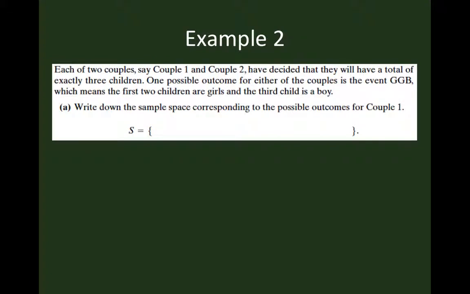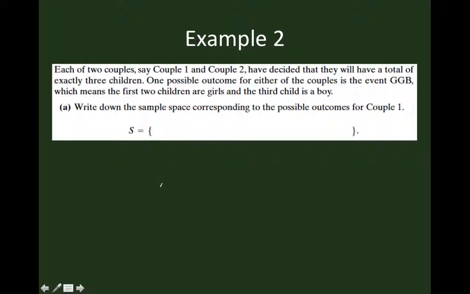Okay, let's move on to another example. So each of 2 couples, say couple 1 and couple 2, have decided that they will have a total of exactly 3 children. One possible outcome for either of the couples is the event girl, girl, boy, which means the first 2 children are girls and the third child is a boy. So we're asked to write down the corresponding sample space.